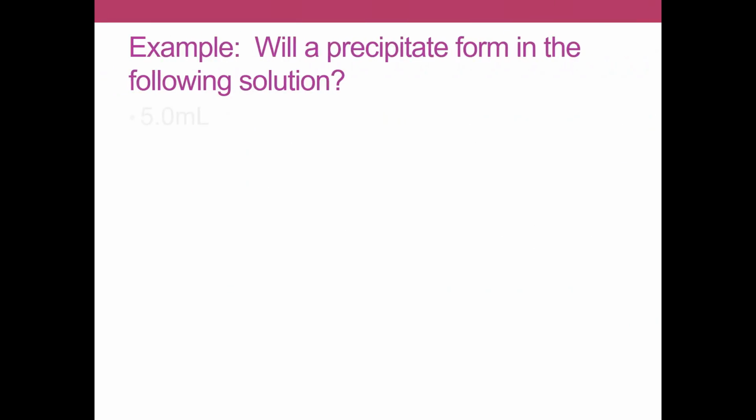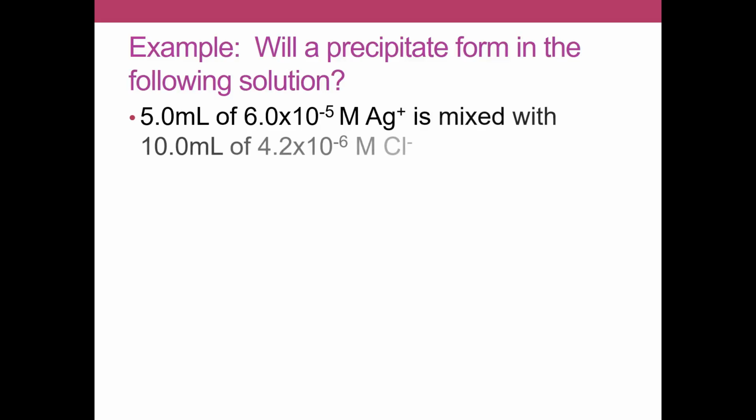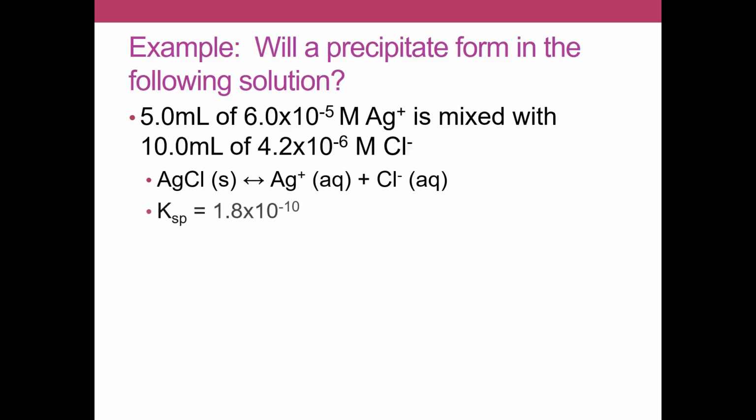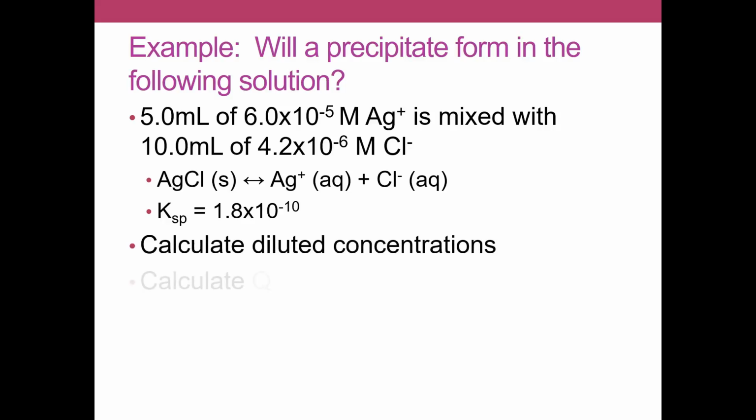All right, so let's go through some examples of how we can put this into practice. Here we have a solution of silver ions and chloride ions, and we mix them together. There's the equation for the equilibrium and the KSP for the silver chloride. Let's calculate the diluted concentrations. Then we can calculate Q, and compare that to KSP and see whether a precipitate will form or not.